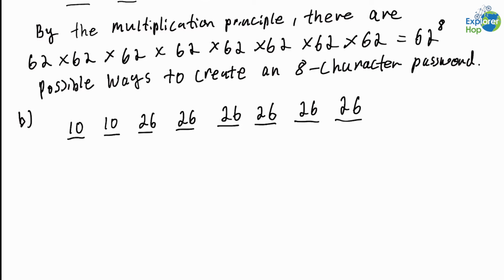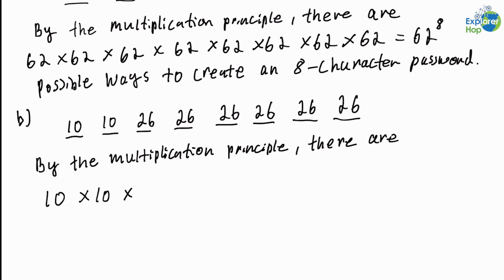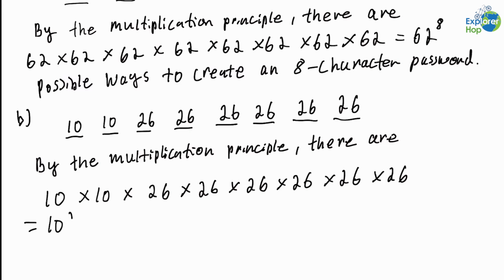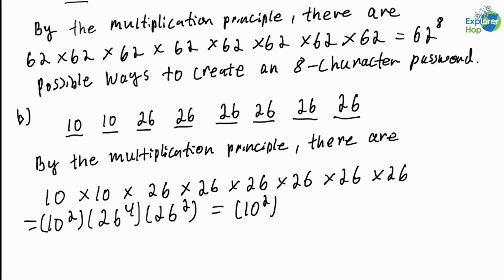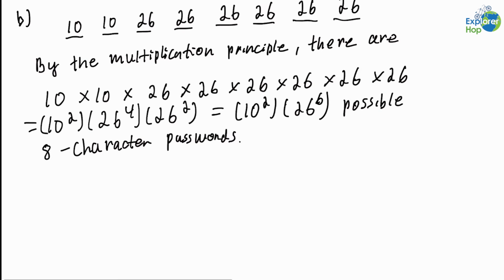And thus, by the multiplication principle, there are 10 times 10 times 26 times 26 times 26 times 26 times 26 times 26, which is equal to 10 squared times 26 to the power of 4 times 26 to the power of 2, which is equal to 10 squared times 26 to the power of 6 possible 8-character passwords. And that's it for part B.